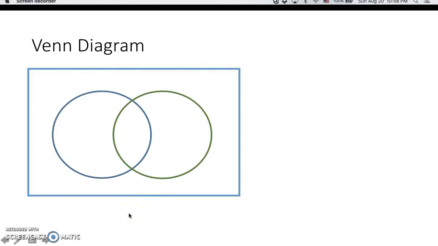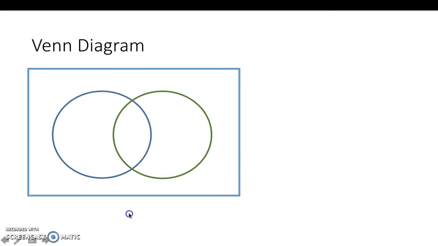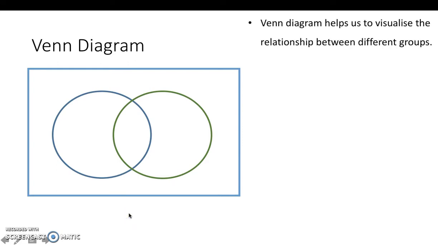In this video, I'm going to show you what a Venn diagram is and how it can be used to find a probability. A Venn diagram helps us to visualize the relationship between different groups. It consists of overlapping circles.